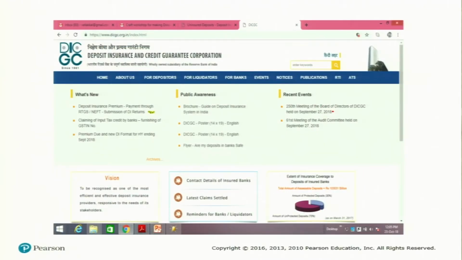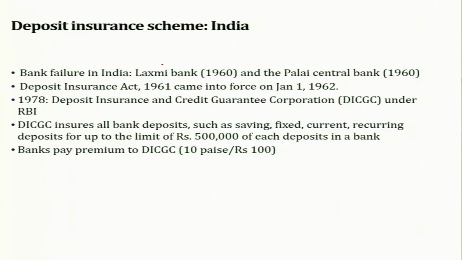In India, we have the Deposit Insurance and Credit Guarantee Corporation. I would suggest you visit the website to get all the relevant information on the functions of the Deposit Insurance and Credit Guarantee Corporation. This deposit insurance scheme in India was set up when the act was passed in 1961 and came into force on January 1st, 1962.